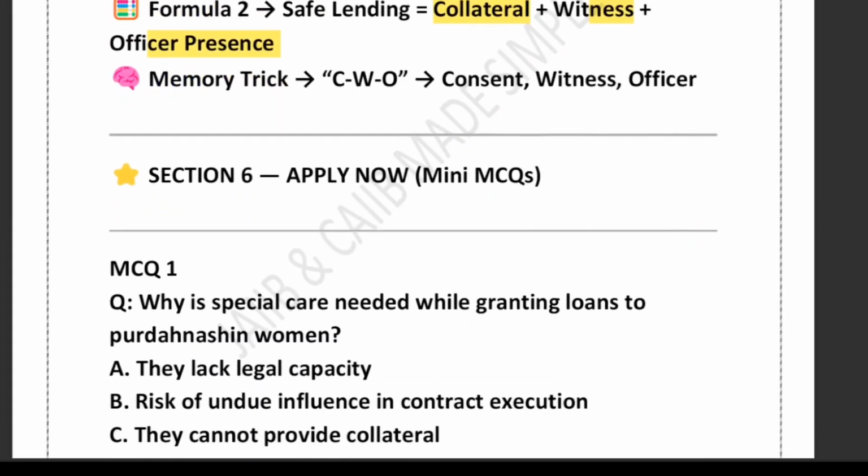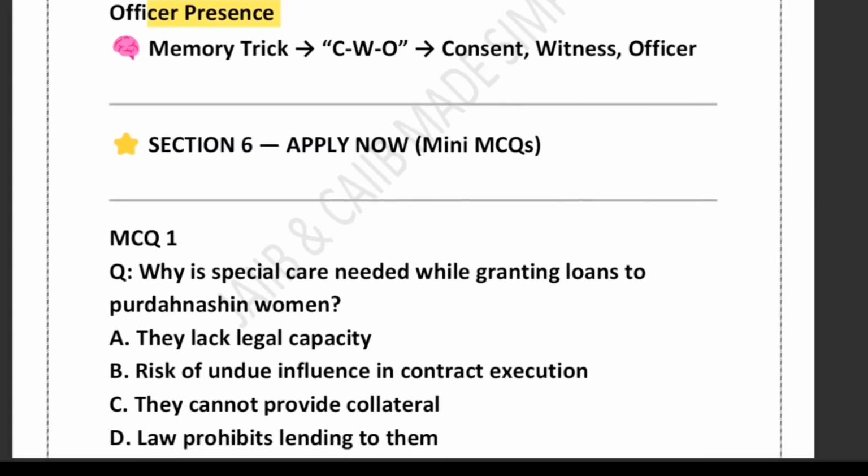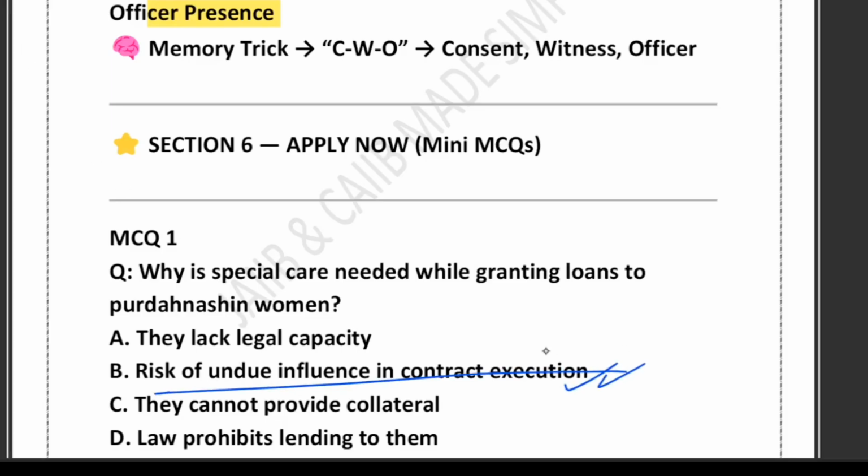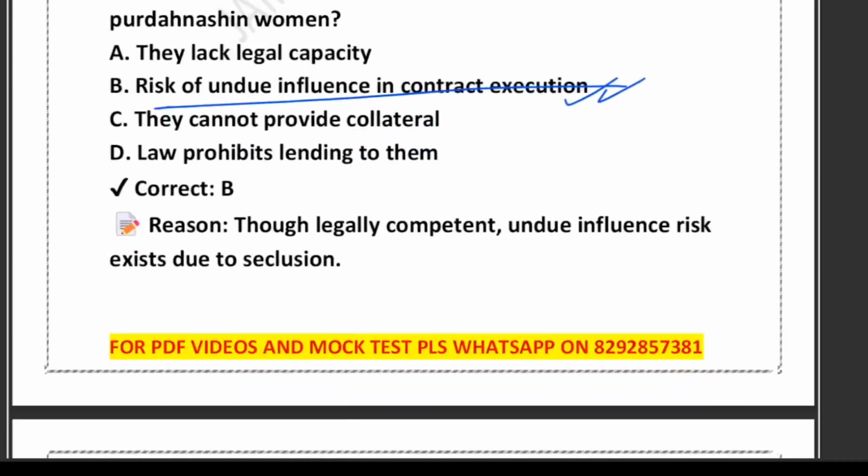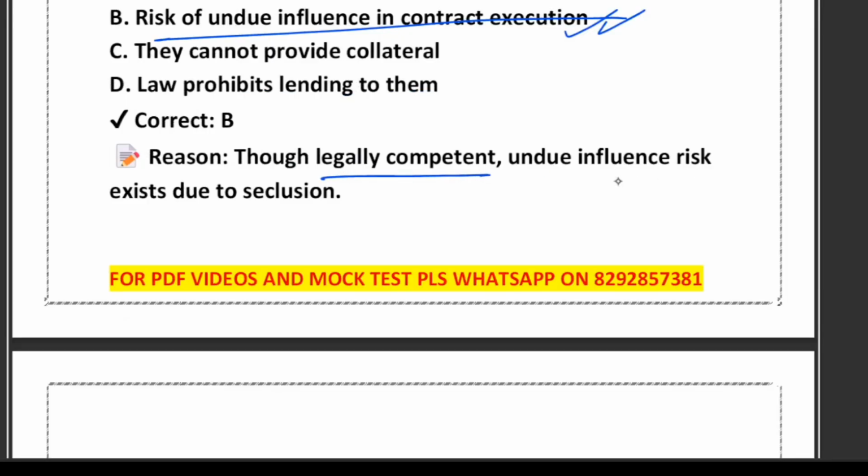Why is special care needed when granting a loan to Parda Nasin women? Option A, they lack legal capacity. No. Actually, the point is the risk of undue influence in contract execution. Exactly, this is the point. That's why special care is required. Though they are legally competent, undue influence exists due to the seclusion.